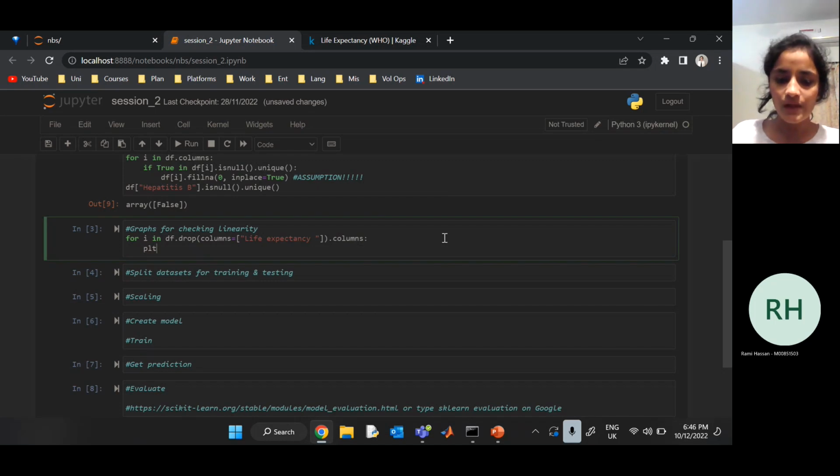Okay, so plt.scatter. Last time we used plt.plot, which gives you a line chart. This time I want to see each point. I don't want to connect them together. So I'll use the scatter function. In here I want each column as X, and I want life expectancy as Y, right?